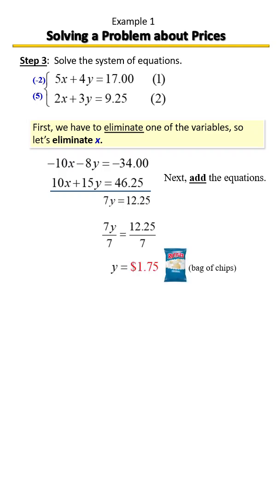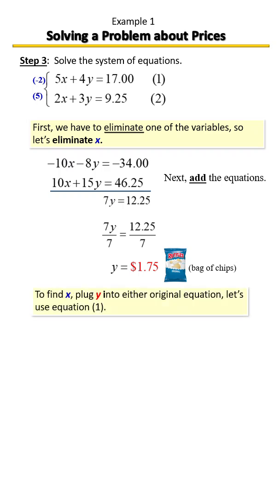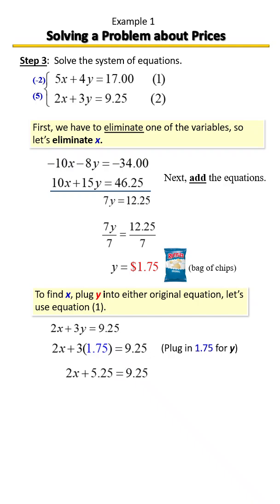Y is the bags of chips, so 1 bag of chips costs $1.75. To find out how much the hot dog costs, plug in the bag of chips in place of y. Do the math. Subtract 5.25, divide by 2, and x equals $2, so 1 hot dog costs $2.